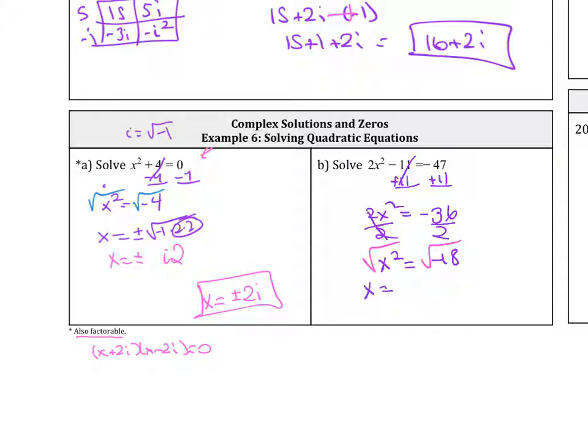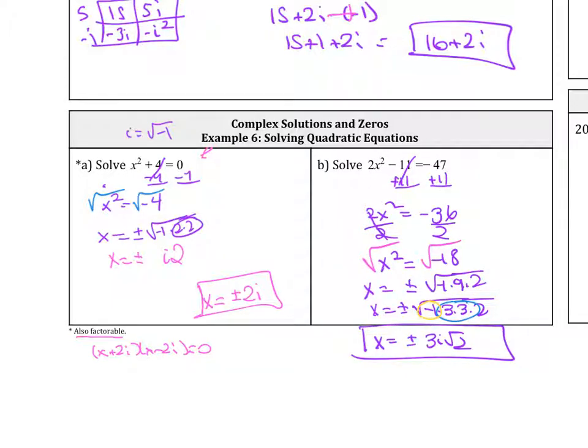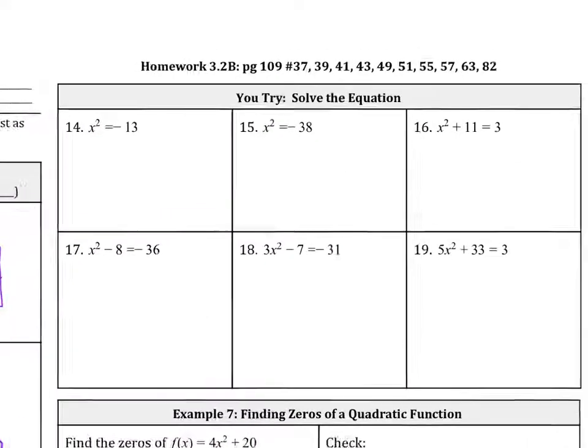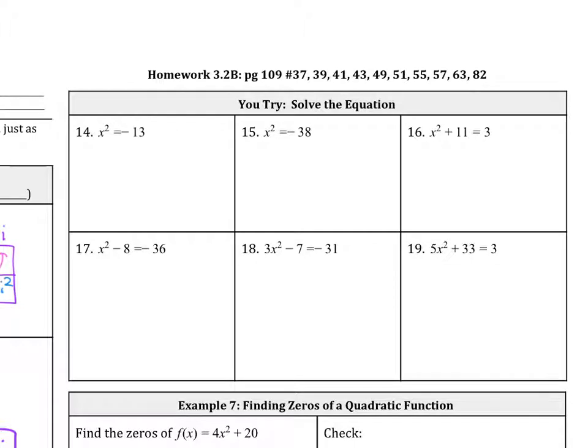So x equals plus or minus the square root of negative 1 times 9 times 2, or x equals plus or minus the square root of negative 1 times 3 times 3 times 2. And then 3 comes out. We know the negative 1 comes out as an i. So x equals plus or minus 3i root 2. So go ahead and try number 14 through 19 on your own.